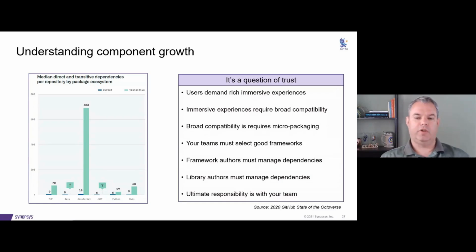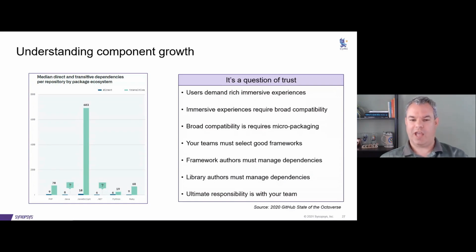The folks over at GitHub publish data under their Octoverse every year, and they actually looked into this problem very nicely. So today's world is built out of rich immersive experiences. People want that interactive application, and they want it to work on their device no matter how old that device is, no matter what operating system, no matter what application it might be loading within. So compatibility is a huge deal.